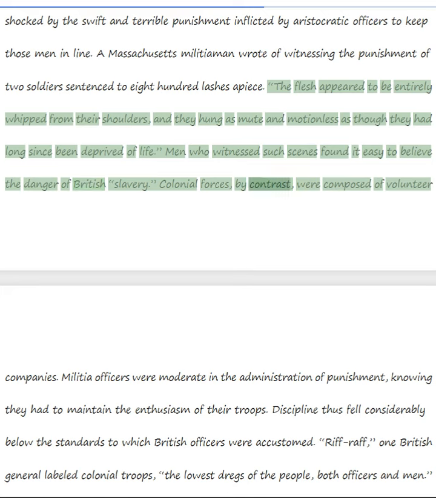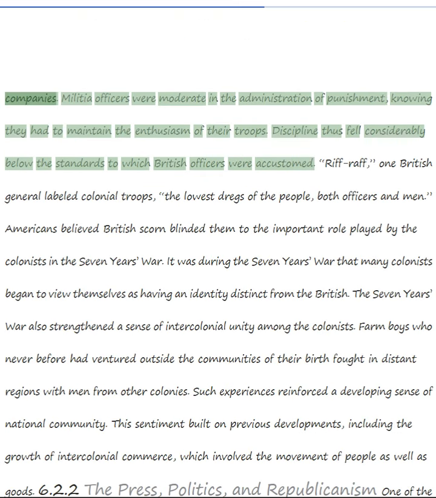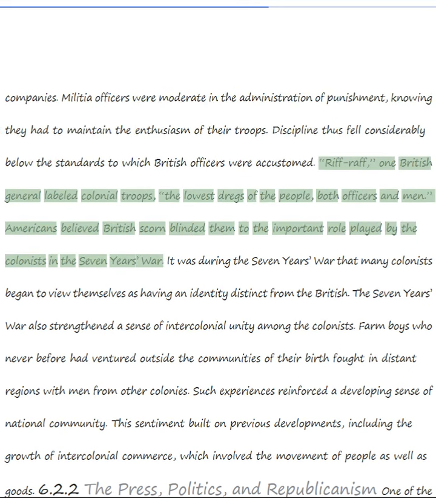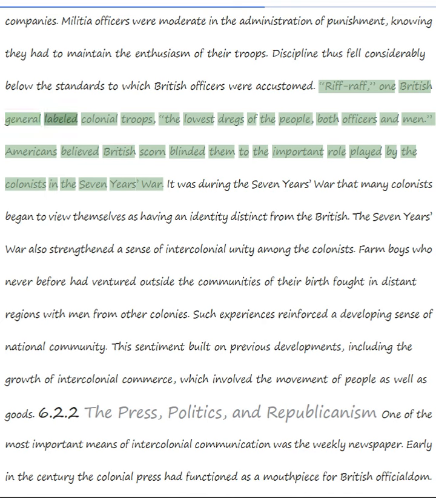Colonial forces, by contrast, were composed of volunteer companies. Militia officers were moderate in the administration of punishment, knowing they had to maintain the enthusiasm of their troops. Discipline thus fell considerably below the standards to which British officers were accustomed. "Riffraff," one British general labeled colonial troops, "the lowest dregs of the people, both officers and men." Americans believed British scorn blinded them to the important role played by the colonists in the 7 Years' War.